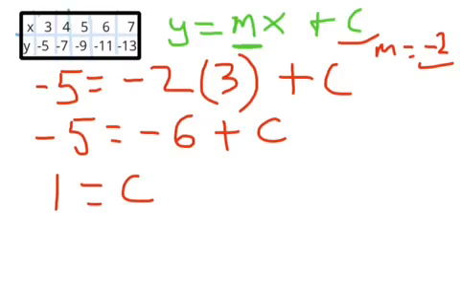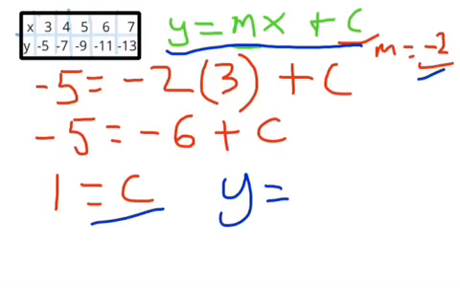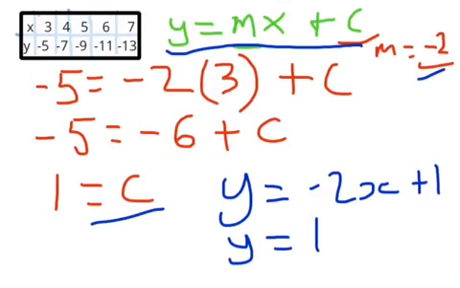So now finally we can substitute that, as well as our m, into our standard formula at the top here, and that'll give us y equals -2x plus 1. This could also be written as y equals 1 minus 2x. Both are correct and both will give you the same values.